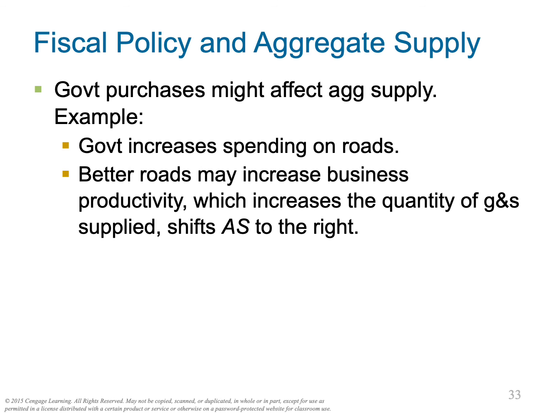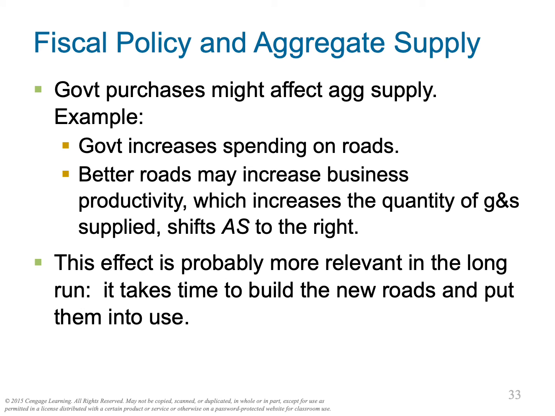So better roads help increase business productivity, which increases the quantity of goods and services supplied, which shifts the aggregate supply curve to the right. So this is another example of supply-side fiscal policy. Now, we should keep in mind that this effect is probably more relevant in the long run because it does take quite a bit of time to build new roads and put them into use, but nevertheless, this is a way that fiscal policy can affect the supply side of the economy.